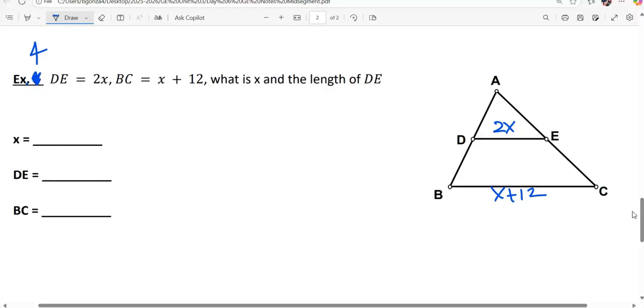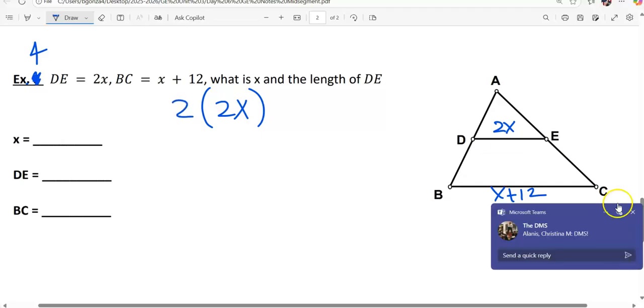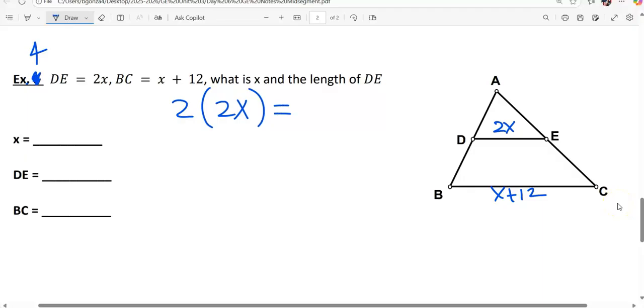So, what do we do to the smaller one to make it equal to the bigger one? Multiply or divide by 2. The smaller one has to be multiplied by 2 to get the bigger one. Okay, being bigger, multiplying. So check it out. We're going to take that 2x, that mid-segment, and multiply by 2. So parentheses with the 2 in front, we'll double it. And then you set that equal to the parallel side BC, x plus 12.